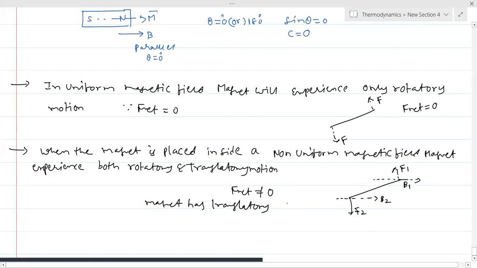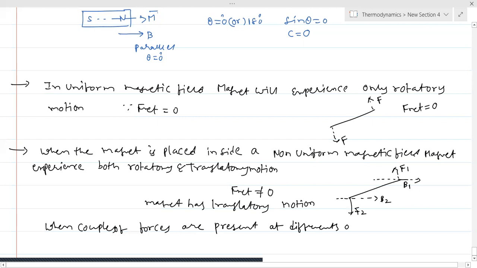So the magnet has translatory motion. And also when a couple of forces, two forces, are present at different points on a body, definitely we have rotatory motion.